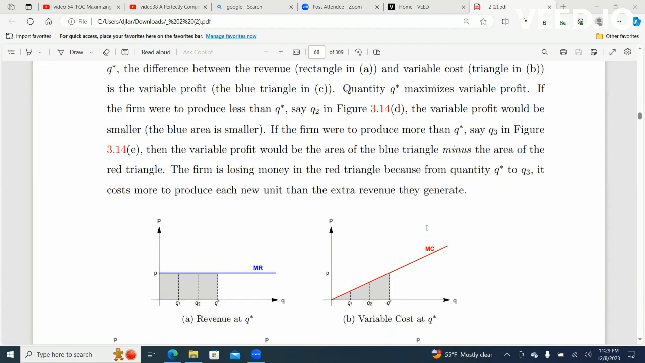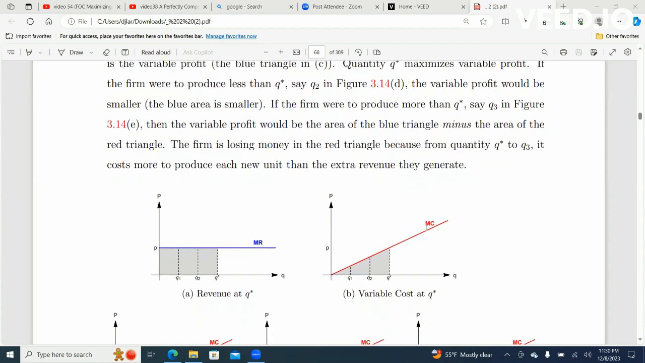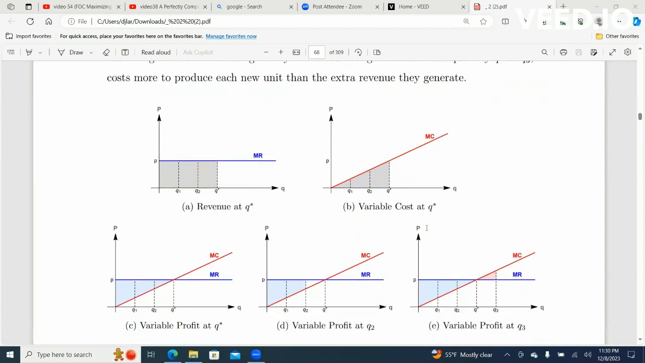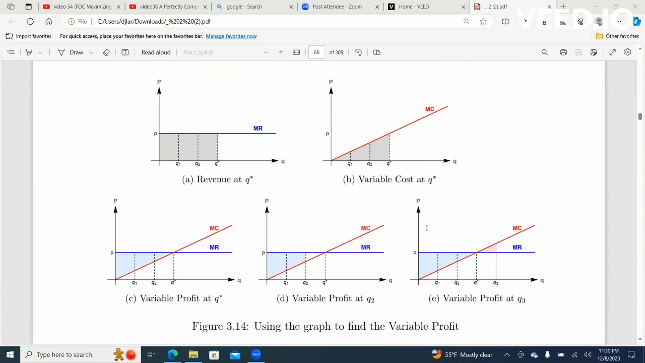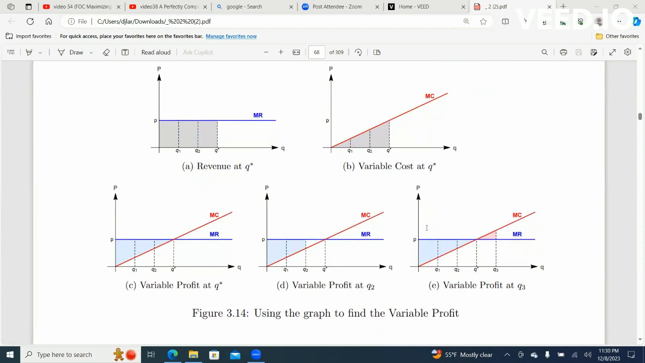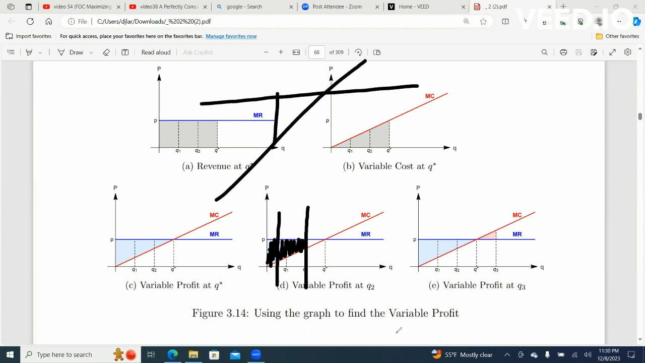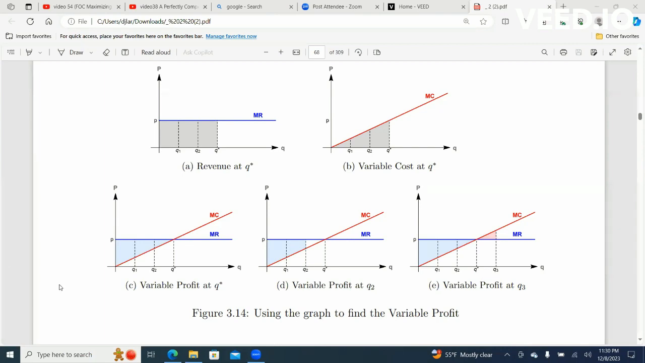Quantity Q star maximizes variable profit. If the firm were to produce less than Q star, say Q2, what are they saying in 3.14D? Well, that doesn't matter. They're just saying we only produced at Q2, but it's still showing in between blue and red is the actual profit of the firm. If we produce right here, that right there is going to be the profit. If we produce right here, this whole thing here is going to be the profit. It's just always going to be the blue minus the red, whatever the area is in between two graphs. If you have a fancy graph, the integral would be an integral. Okay, so we understand all that.